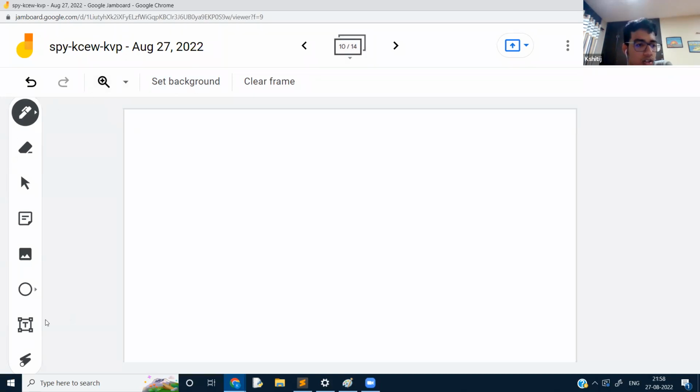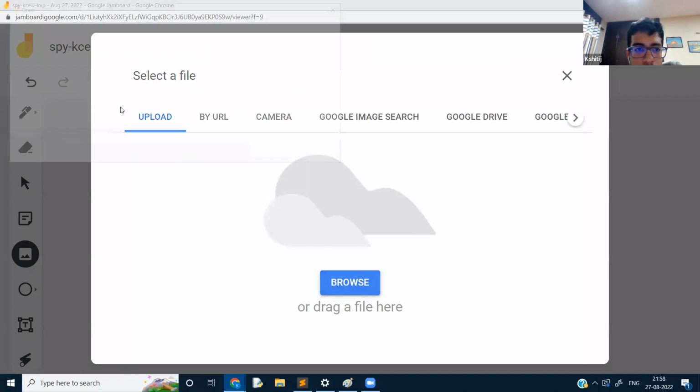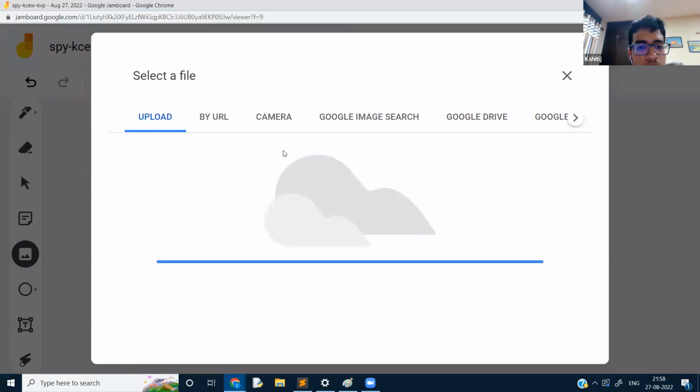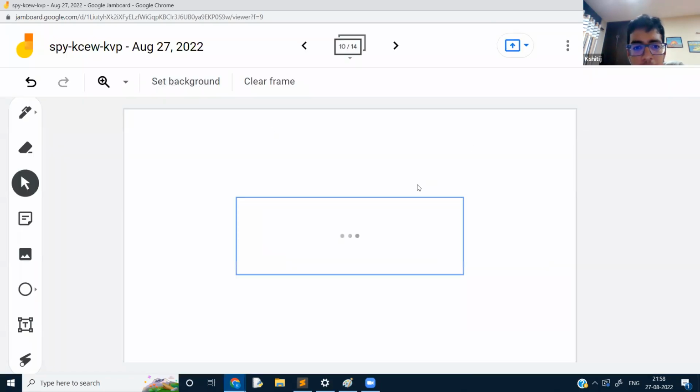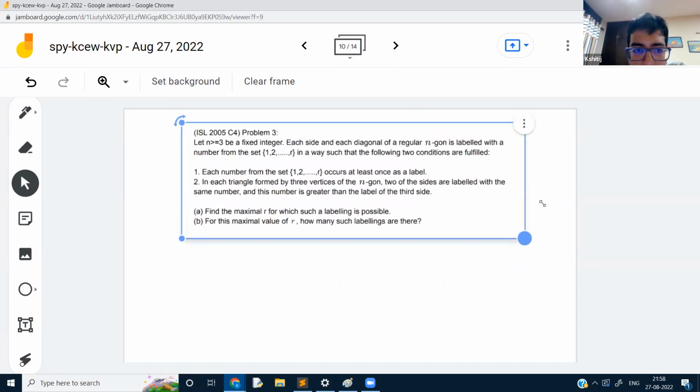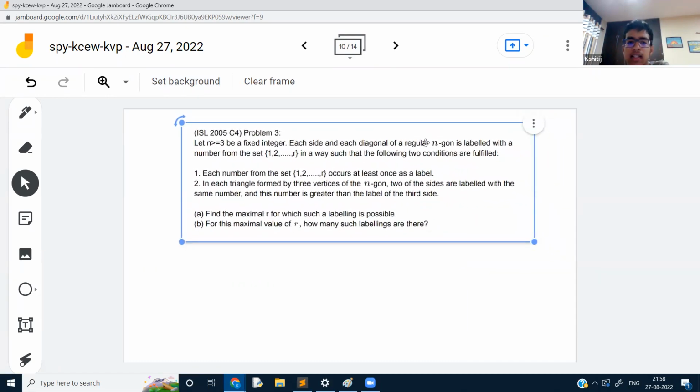This is an IMO problem I will discuss. It is from the shortlist actually. This problem which I am going to discuss is not much related to graph theory, but it is framed in such a way that it seems that it is graph theory. This is ISL 2005 C4.